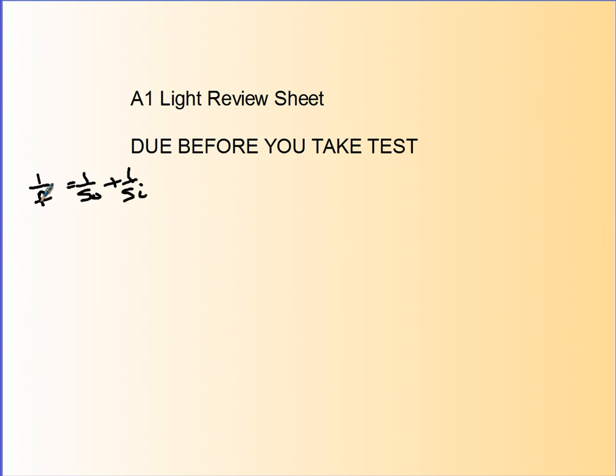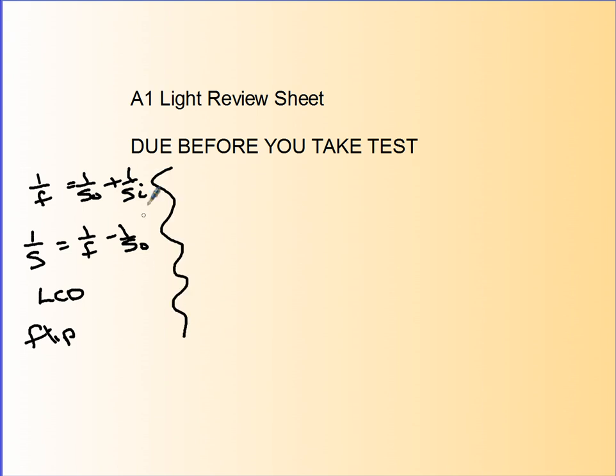Now, you can do this a couple of ways. If the numbers are reasonable, you can just solve 1 over si is 1 over f minus 1 over so. And then you can find the least common denominator of f and so, do your subtraction, and then remember to flip your answer. Now, sometimes you're not going to have nice, neat numbers.